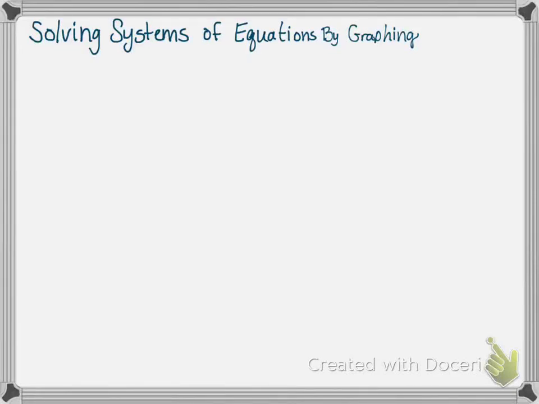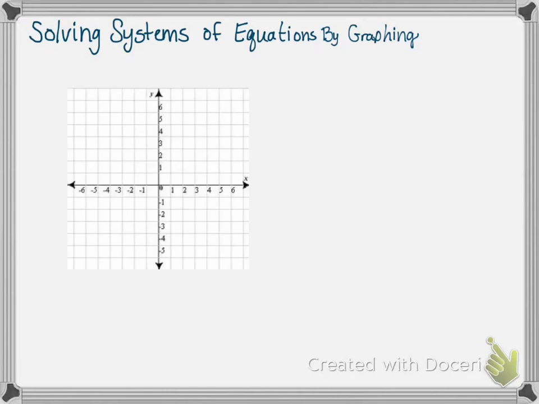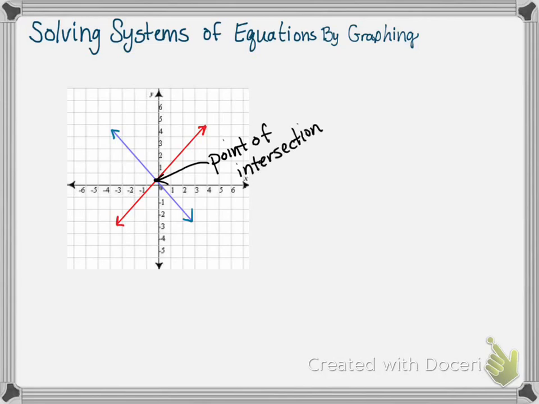Solving systems of equations by graphing. So on a coordinate plane, if we have two lines drawn, they can have a point of intersection. If they do intersect, this would be considered the solution of the system of equations. But in general, on a coordinate plane with two lines, we can have three different cases, three possibilities.